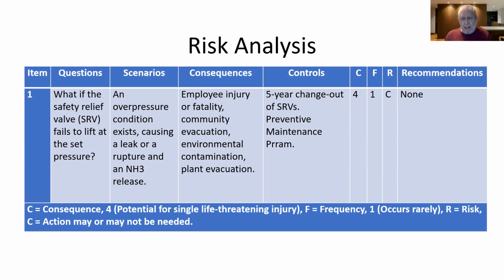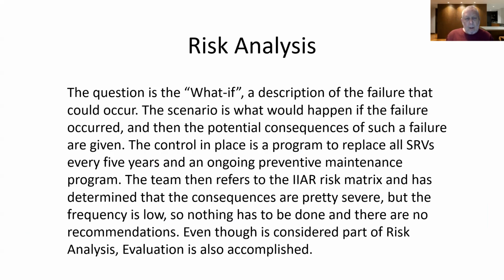And then we had a preventive maintenance program, which helped overall. So anyhow, the consequences was considered 4, potential for single life-threatening injury, which was pretty high, but the frequency was a 1. So it came up with a C, which is action may or may not be needed. And so we didn't have to take any action on this particular item. But that's a what if checklist there.